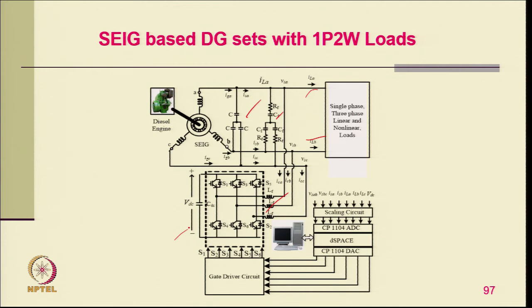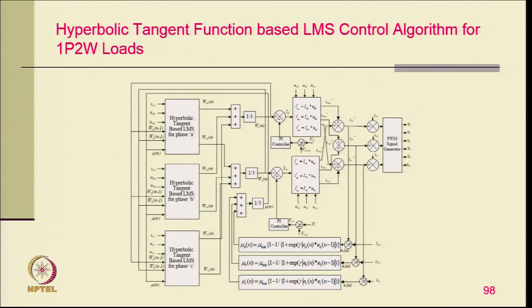So, what we are providing here: the capacitor bank will provide part of the reactive power of the SEIG, and the rating of the D-STATCOM can be reduced by this fixed compensation. So, the variable reactive power which is required under variable load condition for this generator is provided by the D-STATCOM, as well as load balancing, because we are connecting single phase load. In many applications we connect single phase load, and this is the algorithm we are using: hyperbolic tangent function based least mean algorithm for single phase loading.